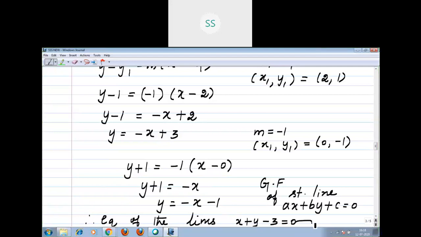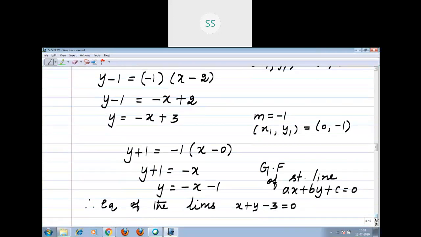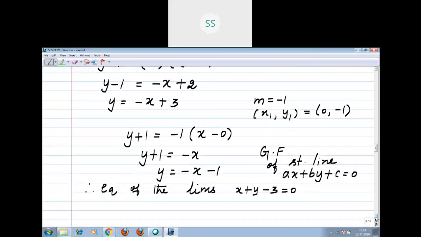What is the next equation we found? x plus y plus 1 equal to 0, right? Two equations, right? What are the two equations? x plus y minus 3 equal to 0, x plus y plus 1 equal to 0, right? I hope you people understood.